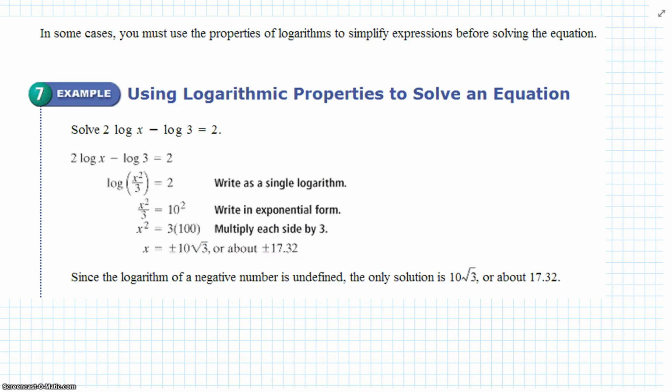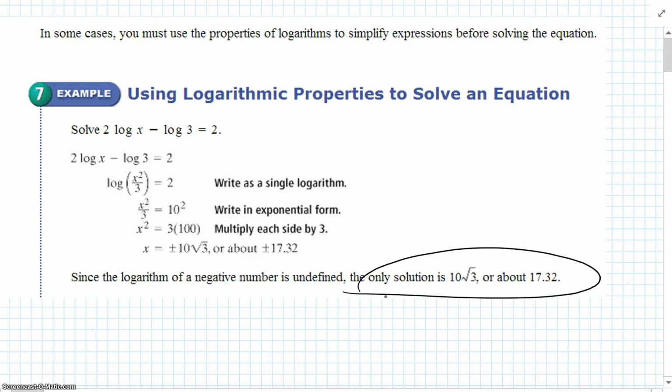All right. In some cases, you must use the properties of logs to simplify the expressions before solving. So this one says 2 log of x minus log of 3 equals 2. Well, we can put everything together. So we could rewrite this as a single logarithm: log of x squared over 3 is equal to 2. So x squared over 3 is equal to 10 squared. So x squared is basically equal to 300. So x is going to be plus or minus the square root of 300. Okay. Since the logarithm of a negative number is undefined, the only solution is the positive one.